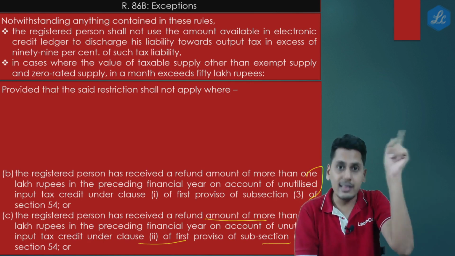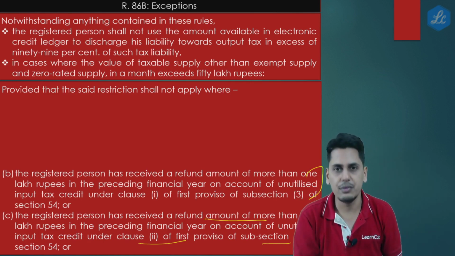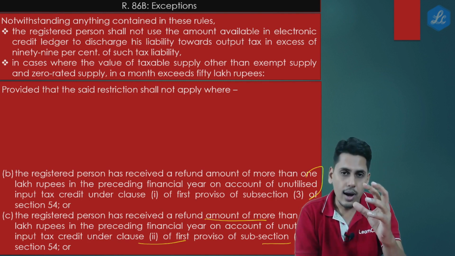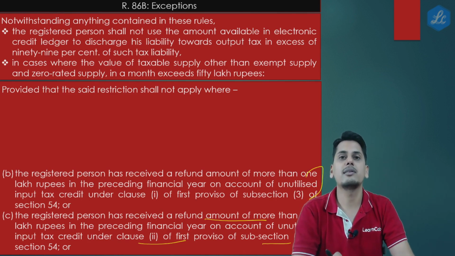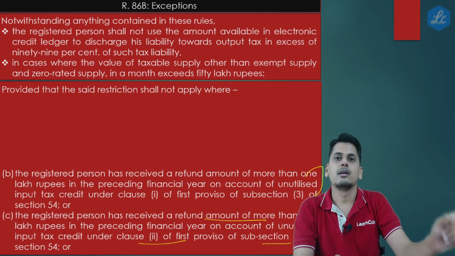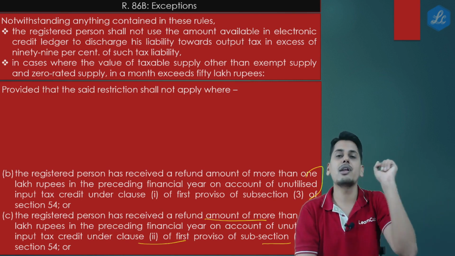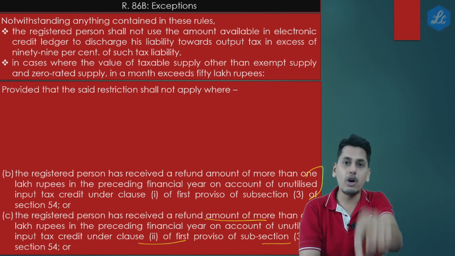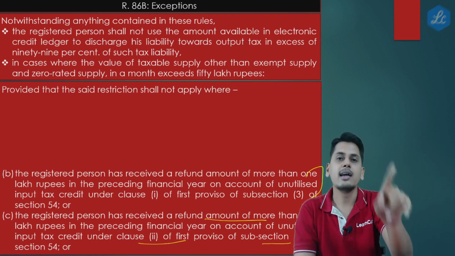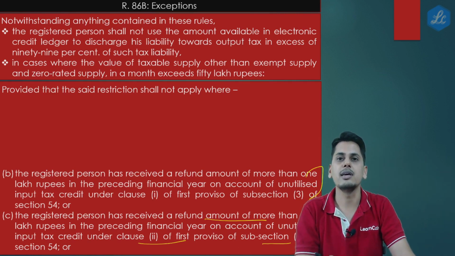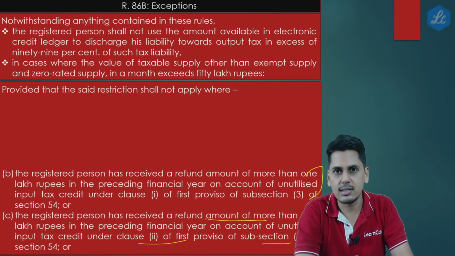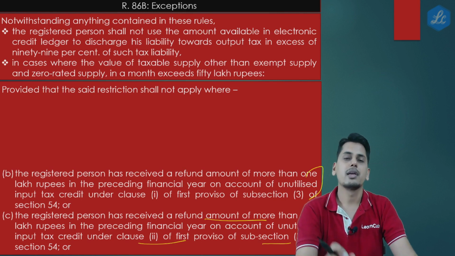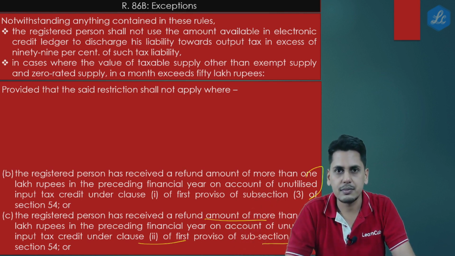But friends, for these two reasons, there is an additional condition which is stated: you having made a zero rated supply or your tax structure having an inverted duty structure, if you have received a refund of an amount exceeding rupees 1 lakh from the government in the preceding financial year, then in the current financial year 86B is not applicable. So friends, as regards these two exclusions, I am sure you are able to follow this. In simple terms, it is something like this.